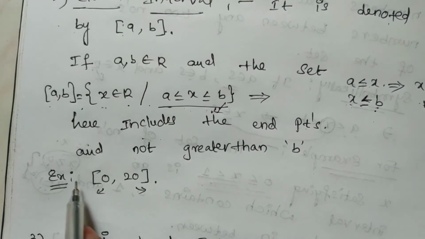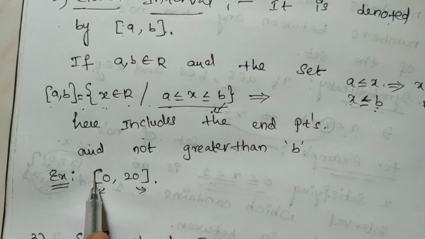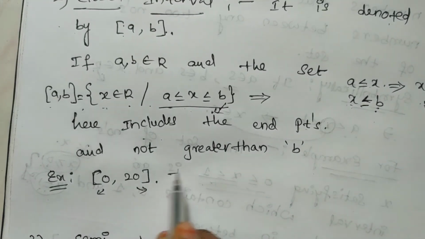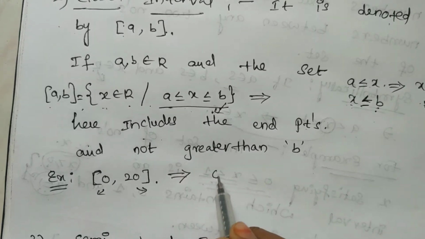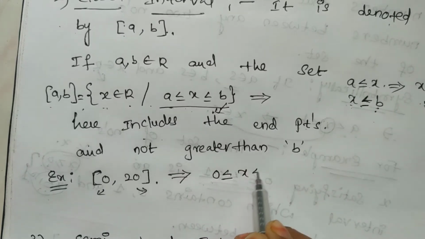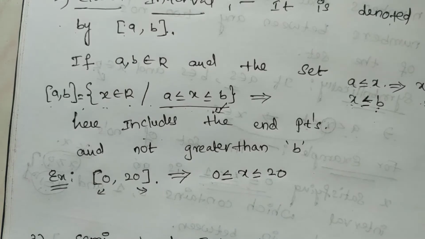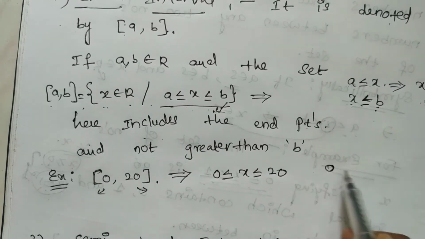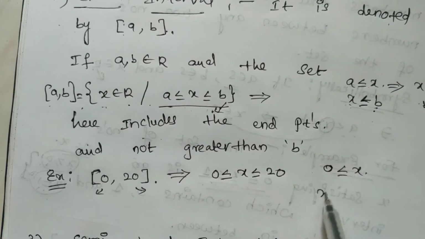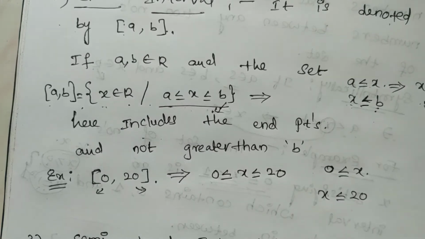Let me see one example. Here the closed interval [0, 20] can be written as 0 less than or equal to X less than or equal to 20. That is, 0 less than or equal to X and X less than or equal to 20.